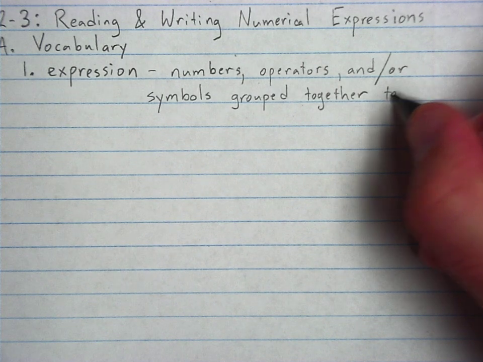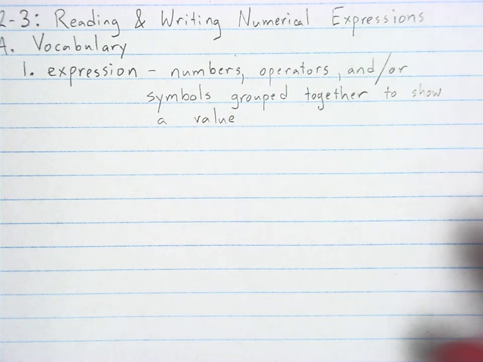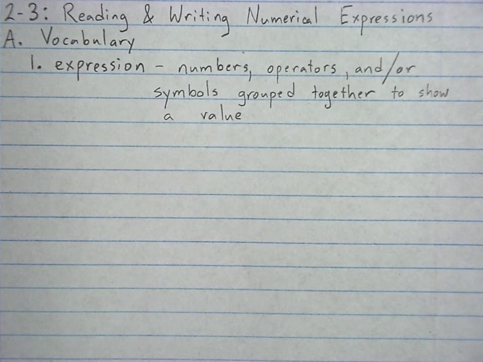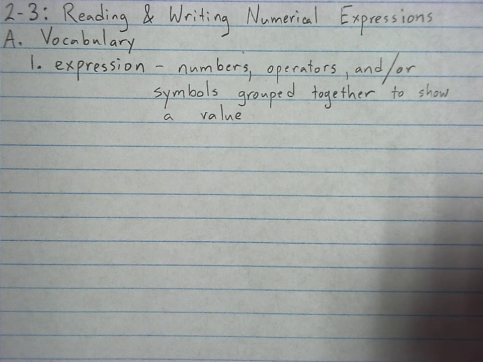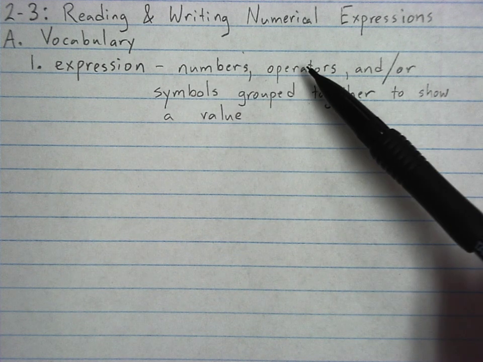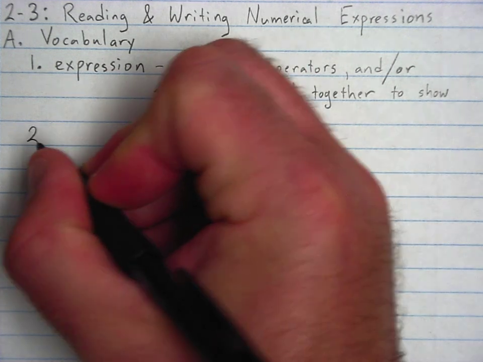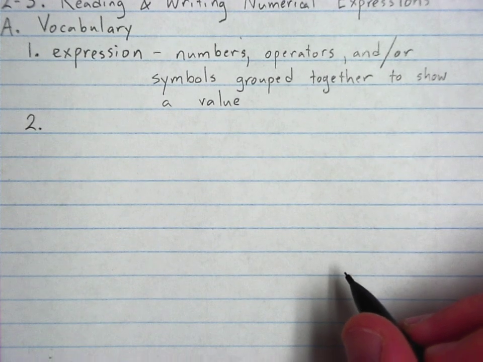to show a value. When you see an expression, it's going to be numbers, operators, symbols, whatever. These things are grouped together to show you some value. Now, it doesn't just say the value is 18. It's going to give you 2 times 9. And those things taken together will have the value of 18. We'll do more examples in a minute. I'll give you some visuals. But let's finish our vocabulary first.